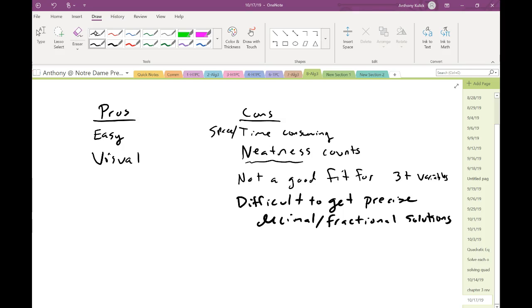Okay, so which side do you think wins? Looks like we have a lot of cons here, right? And some of them are pretty big cons. Like, if this situation gets much more complicated, this isn't really a very good fit. What does that tell me about this method? Probably not going to use it.